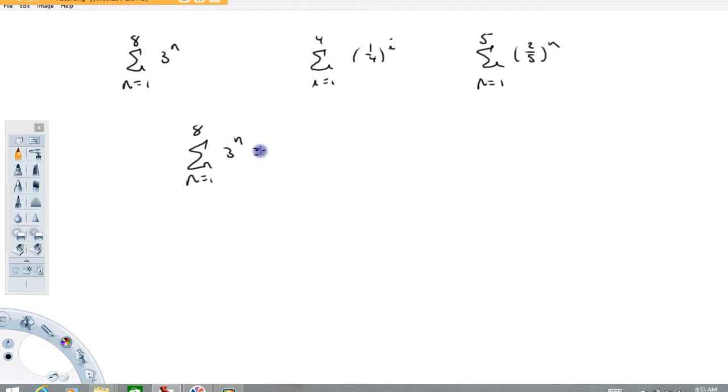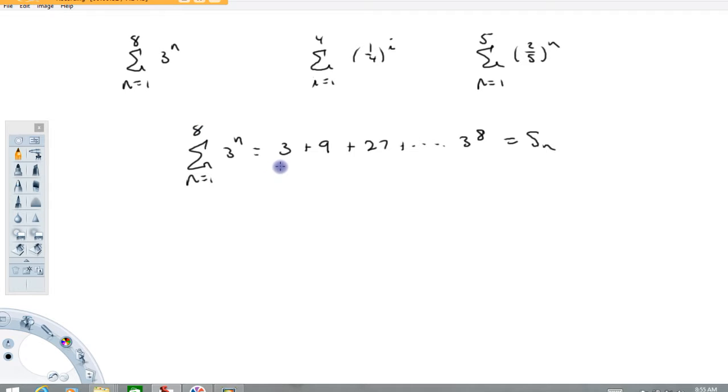I'm just going to start by writing out the first few terms here. The first term is going to be 3 to the first, which is 3, plus, when n equals 2, this is going to be 9, plus when n equals 3, this is going to be 27, plus dot dot dot, and then that last term is going to be 3 to the 8th power. Now again, this is a sum of a sequence, which I usually call something like S sub n. In this case, we're going to be summing out to n equals 8.